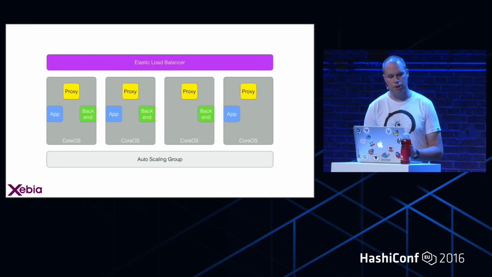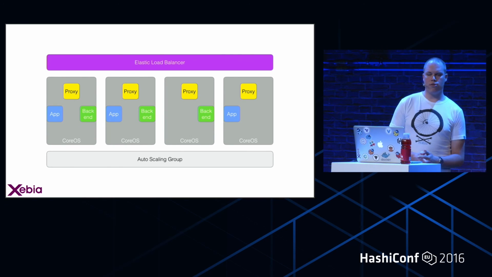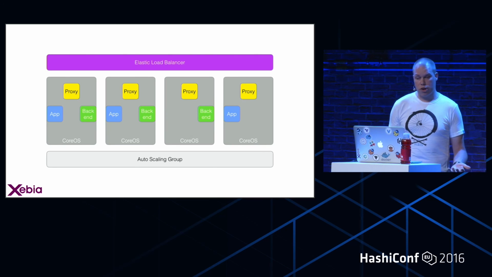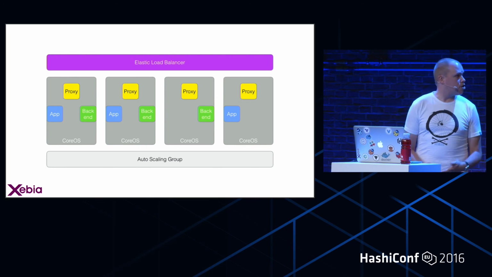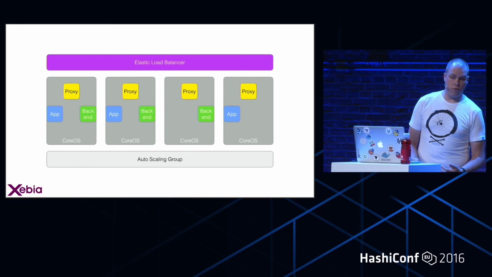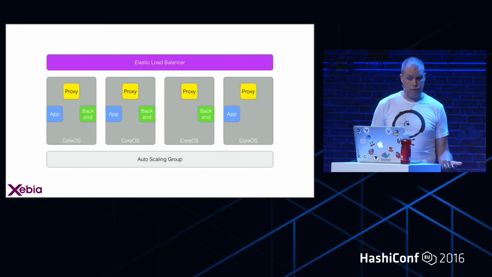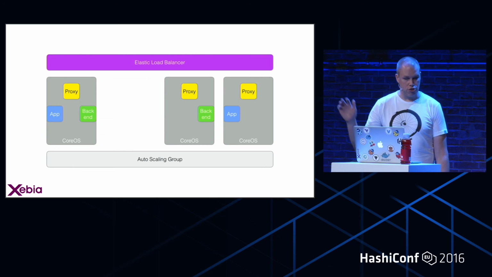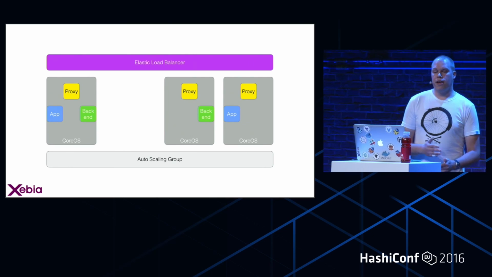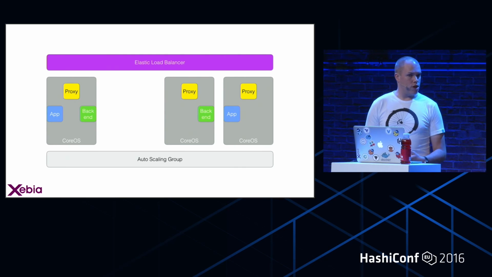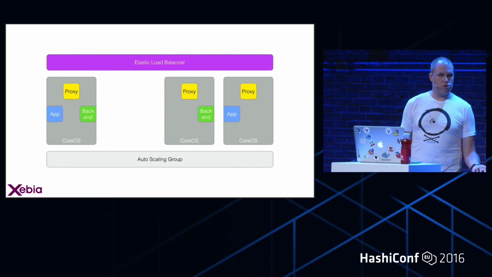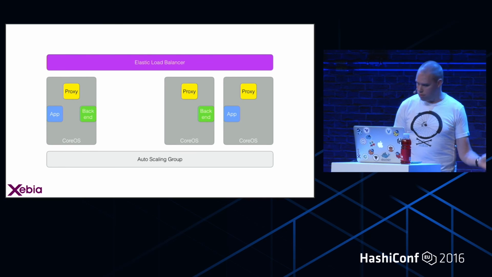Well, let's look at the healthy part first. We have an autoscaling group with 4 CoreOS nodes, and each is running a proxy. Some are running an app, some are running a backend server, and we have an elastic load balancer in front of them. So, disaster strikes. We lose a node. What happens at first is that the elastic load balancer will notice that one of the proxies has gone missing, and it will simply stop routing traffic to it. So that's done.